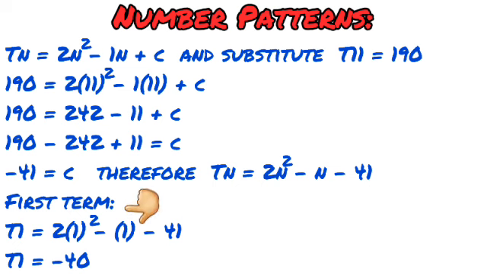So how do I get the first term? I can now use this formula and substitute just 1 into it to get the first term. So where there's n now, I'm going to put 1. So 2(1)² minus (1) minus 41. Punch the whole thing in your calculator, and your final answer is 4 minus 40.